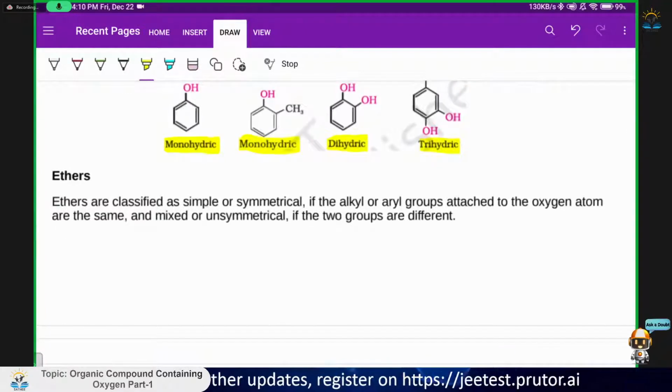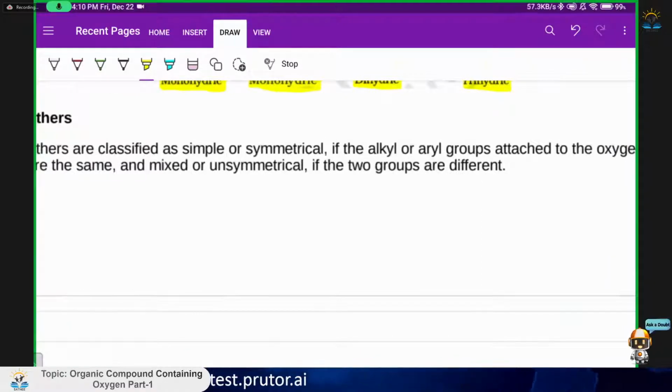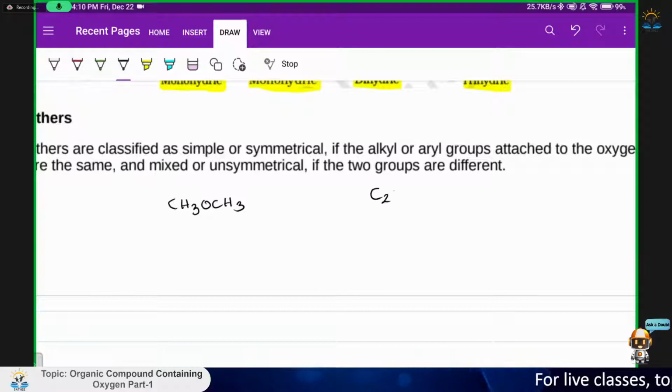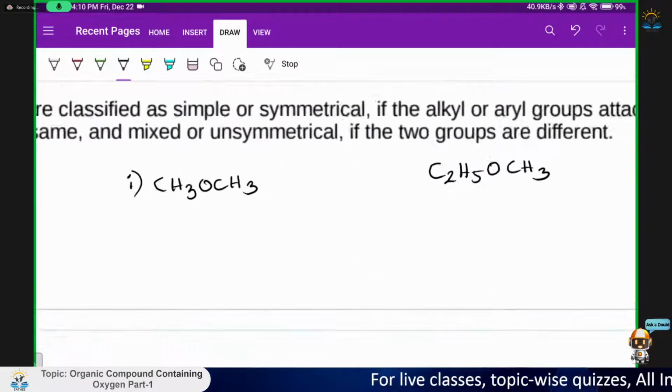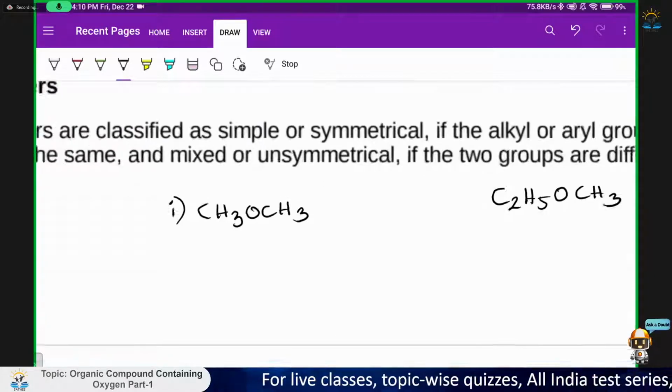Ethers. Ethers are classified as simple or symmetrical if the alkyl or aryl groups attached to the oxygen atom are the same, and mixed or unsymmetrical if the two groups are different. So we will discuss this with examples. We'll take two ethers here, CH3 O CH3 and C2H5 O CH3. When we look at the first compound, we can see that on either side of the oxygen atom we have the same alkyl group, which is methyl.